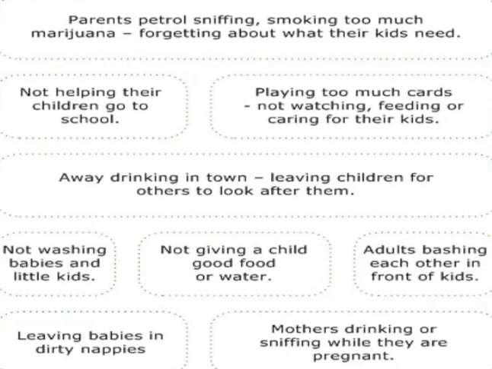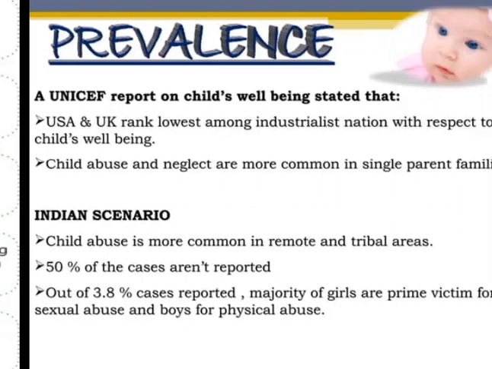Parents petrol sniffing, smoking too much marijuana, forgetting about what the kids need, not helping the children go to school, playing too much cards, not watching, feeding or caring for the kids. Avoid drinking in town, leaving children for others to look after them, not washing the babies and little kids, not giving your child good food or water, adults bashing each other in front of kids, leaving the babies in dirty nappies, mothers drinking or sniffing while they are pregnant. These are all the major factors that are causing child abuse and neglect.